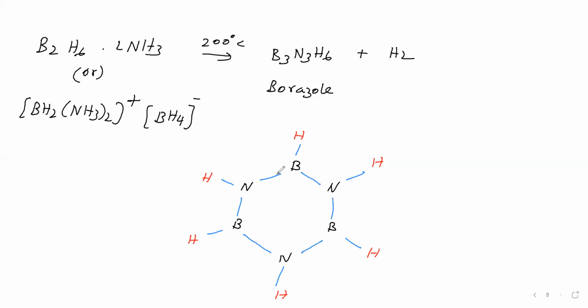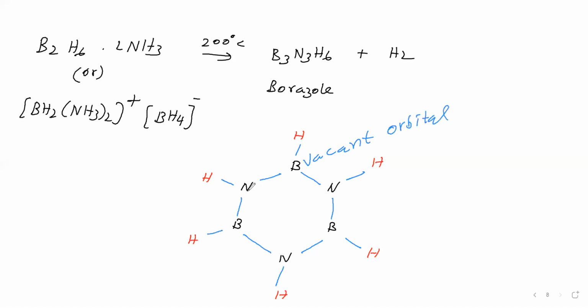Okay. Boron valence shell has 3 electrons. Those 3 electrons are involved in bonding here, so 3 bonds are formed. Now boron has a vacant orbital. In the boron, a vacant orbital is present.